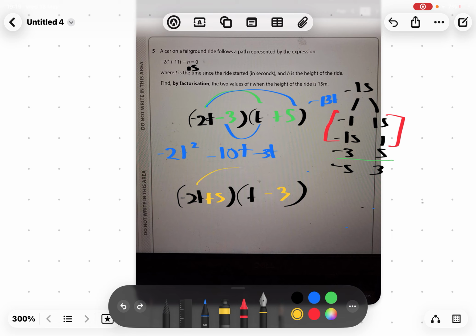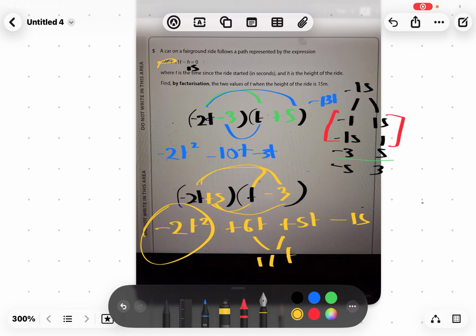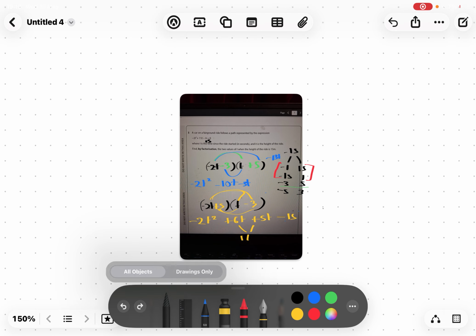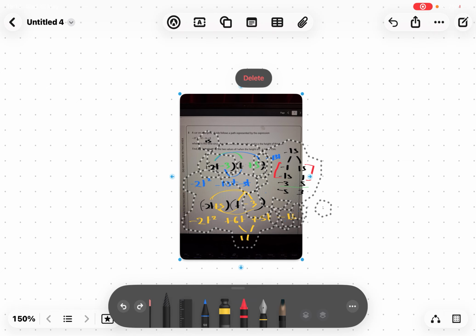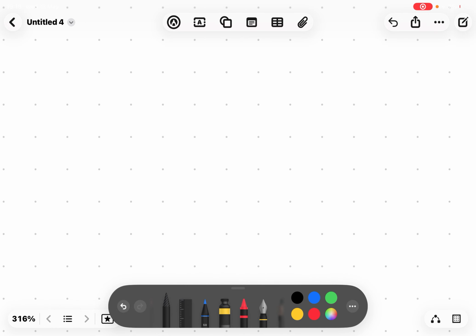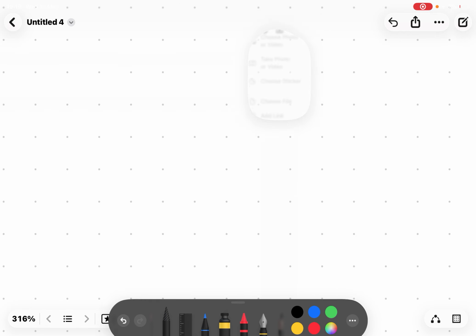So, this times this, positive 6t, this times this, plus 5t, and then this times this, negative 15. These combined is 11t. So see, we got what we needed. This is right, it matches, so that's what it is. So yeah, sorry for the confusion, it's just mistakes.